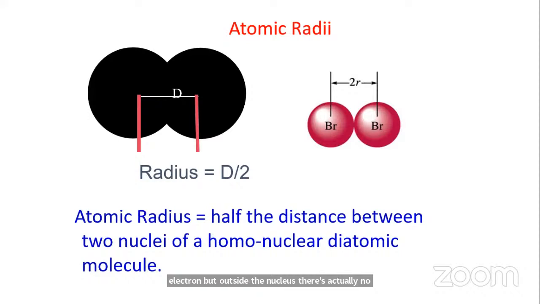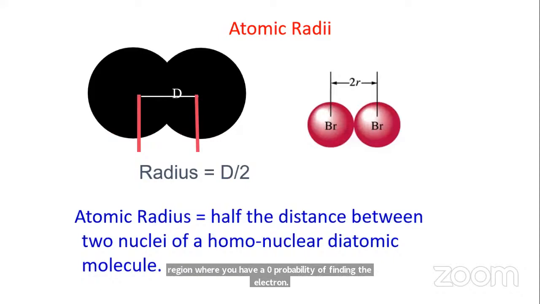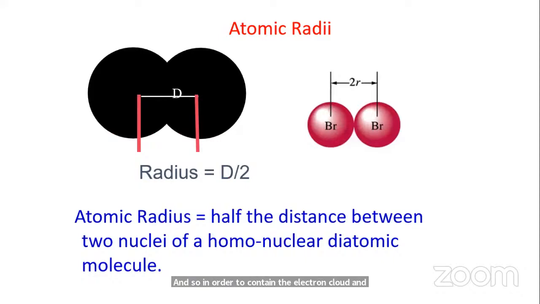And so in order to contain the electron cloud and restrict the electron cloud, you look at a distance that is in half. You look at the atom in a state in which it is combined with another atom. So the second atom limits the extension of the electron cloud, and so allows us to be able to define the extent of the electron cloud. And so half of that, when it's in a combined situation, is what is called the atomic radius.